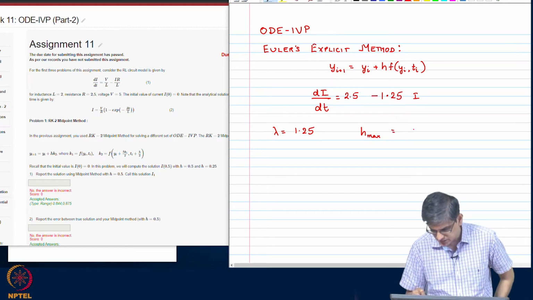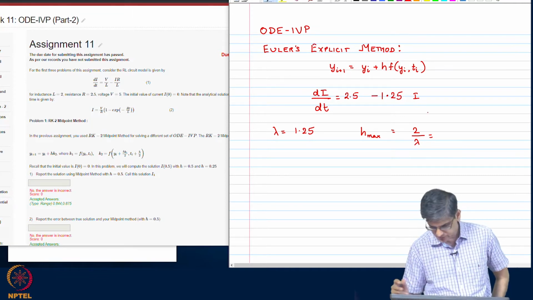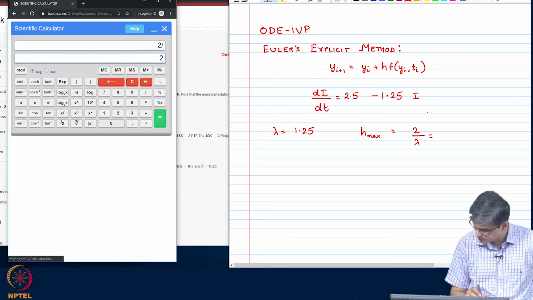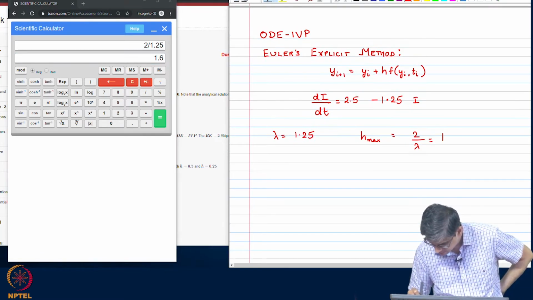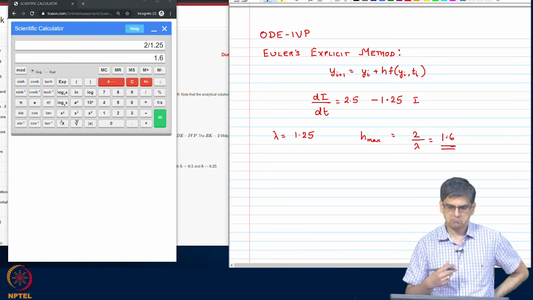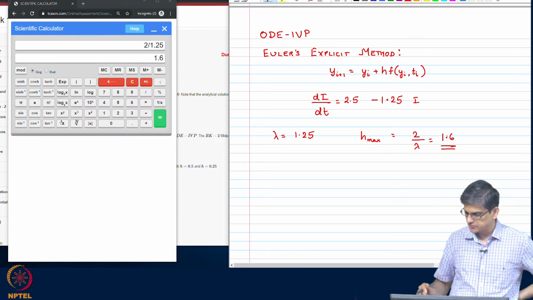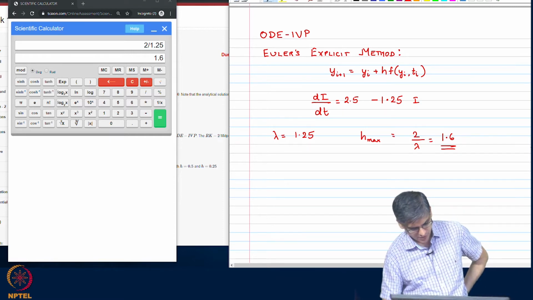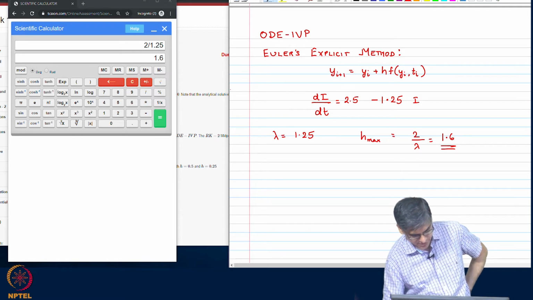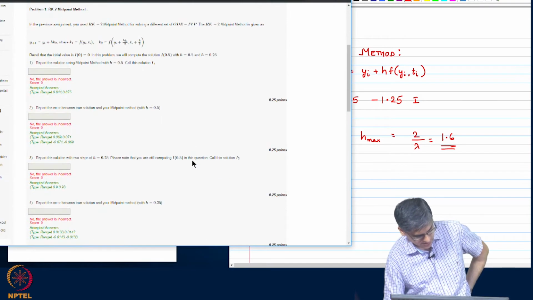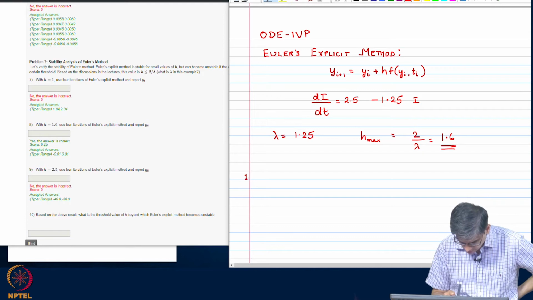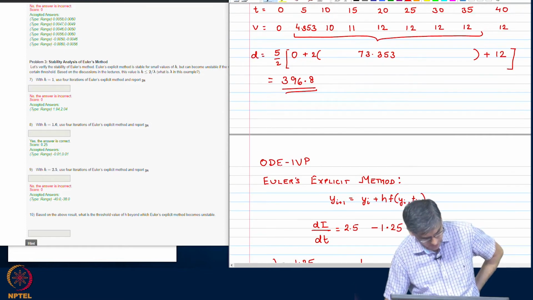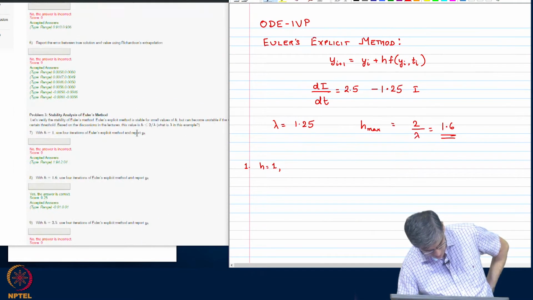So, h max for stability is 2 by lambda, which is 2 divided by 1.25, that is 1.6. If we have a step size greater than 1.6, then our Euler's explicit method will be divergent. That is what we expect from this assignment problem. So, case number 1 is h equal to 1, starting with I0 equal to 0.